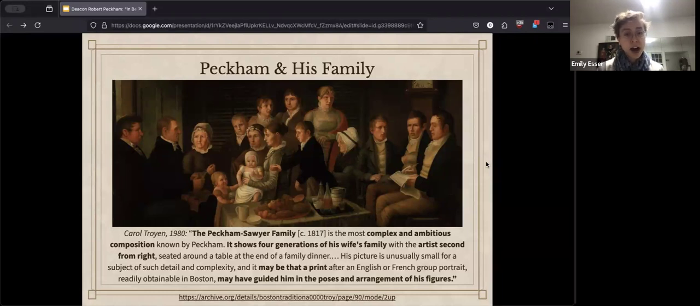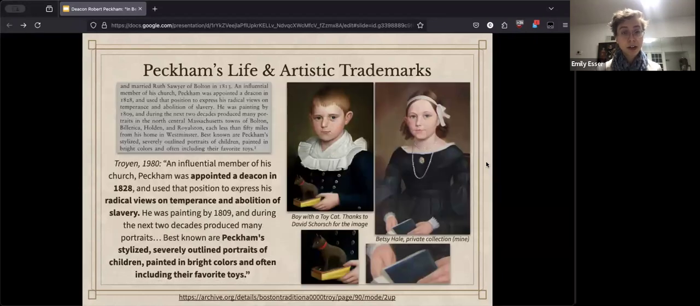So there he is in the context of his family in his home, recorded very lovingly, all the generations gathered. Now, here's a bit more about Peckham. He was a deacon by 1828. He expressed his radical views on temperance and abolition of slavery.